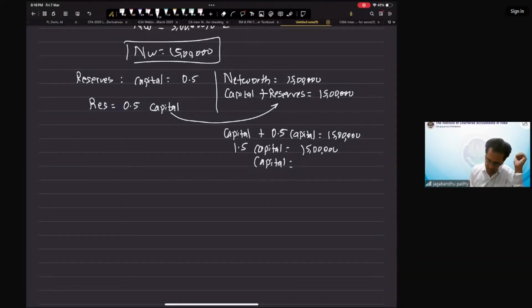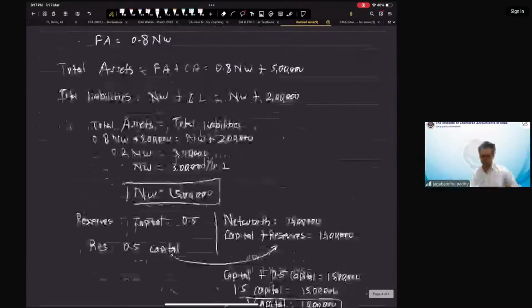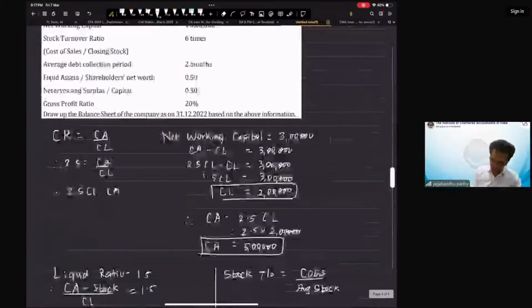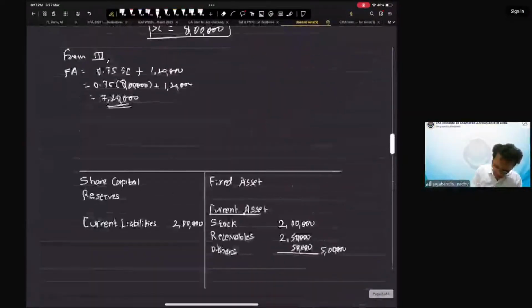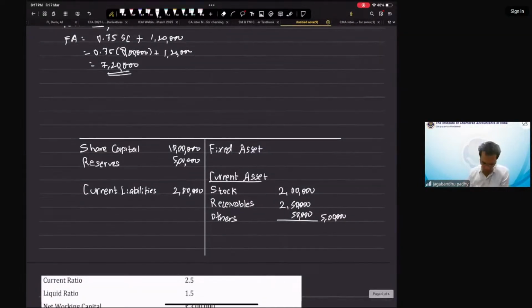Share capital will be 10 lakhs, right? And the capital is 10 lakhs. So we get the reserves as 15 lakh total net worth, from that you're going to subtract the 10 lakh as the capital. So reserves stand as 5 lakh. So in the balance sheet, you just fix up the share capital as 10 lakh, reserves as 5 lakh, right?